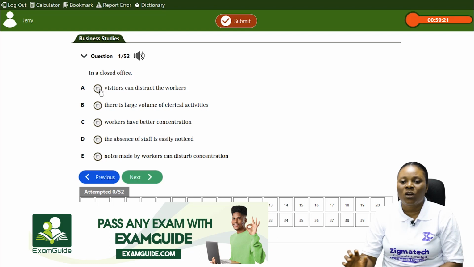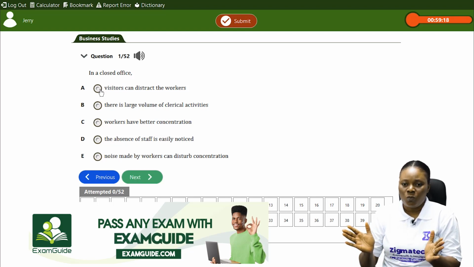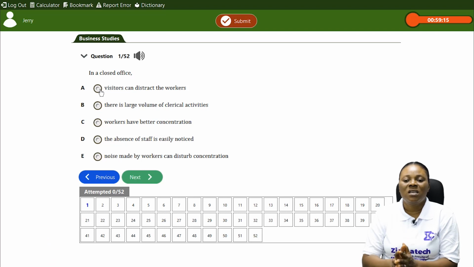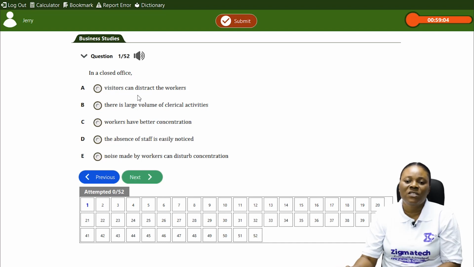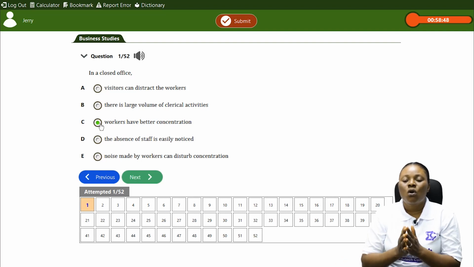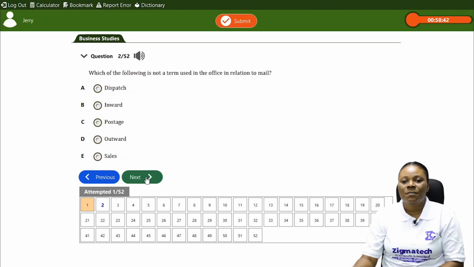A closed office is an office where all the workers are together in a room. It's an enclosed space where all the workers are seated. So visitors can distract the workers? No, in a closed office, visitors cannot distract the workers because it's closed. B, there is large volume of clerical activity. C says workers have better concentration. Looking at the options, the answer is C. Workers are able to concentrate because the office is closed. Let's take another question.